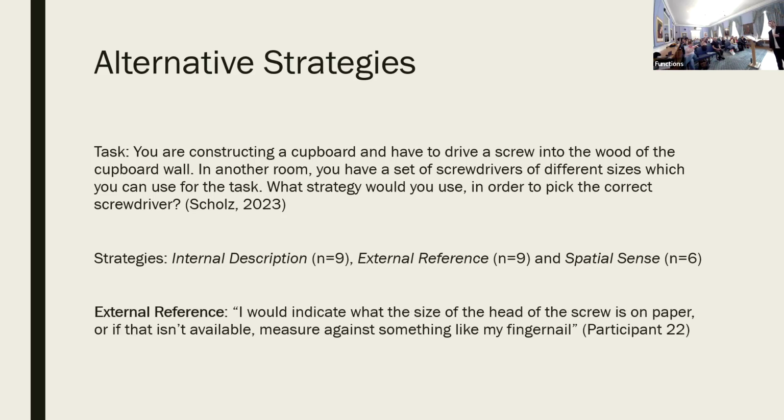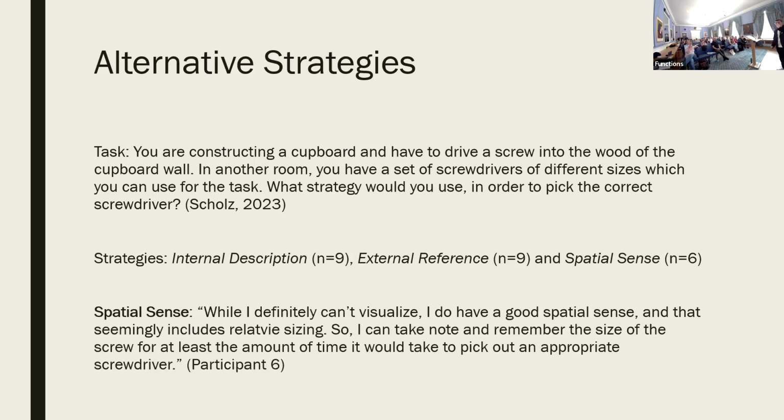Now, example for external reference would be participant 22. This person said, I would indicate what the size of the head of the screw is on paper, or if that isn't available, measure against something like my fingernail, right? So here the idea is that you use some sort of reference object, like your fingernail, parts of your body, or other material, in order to create a reference frame that you can then use in order to extrapolate information from them. And the last strategy is what I refer to as spatial sense.